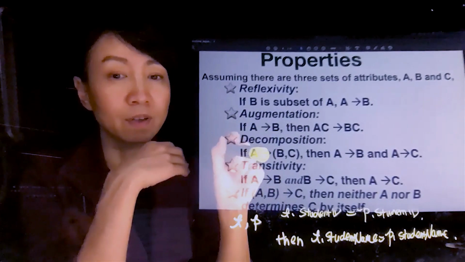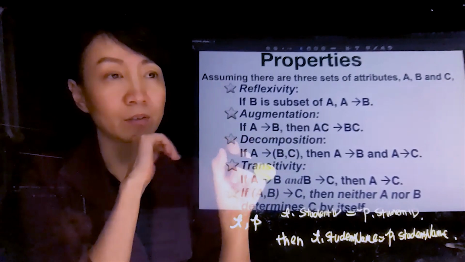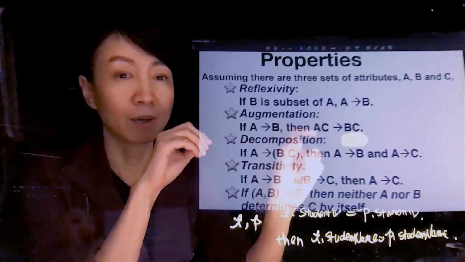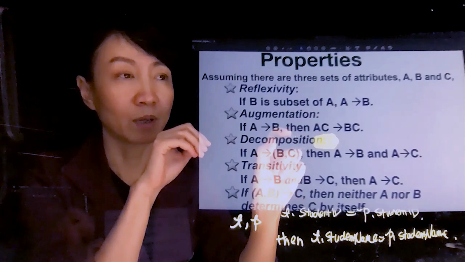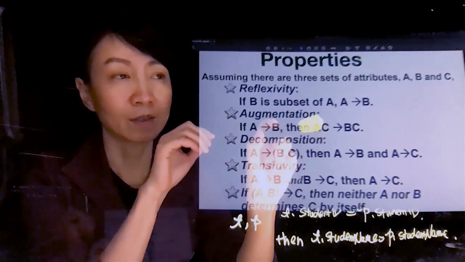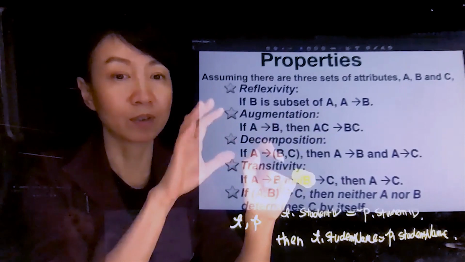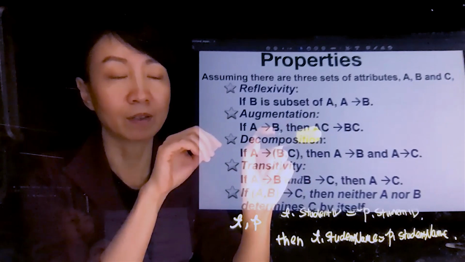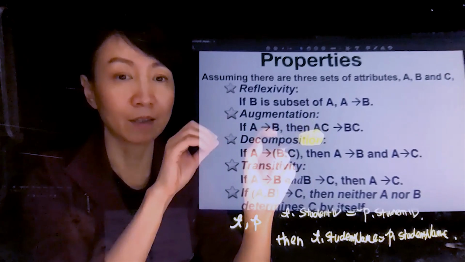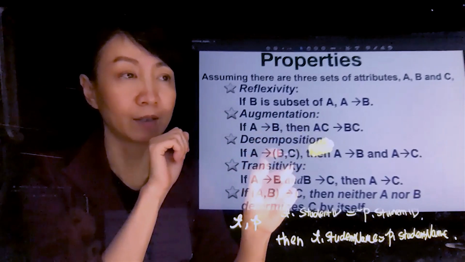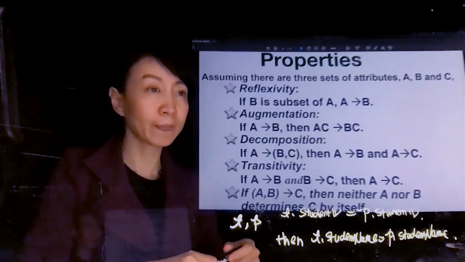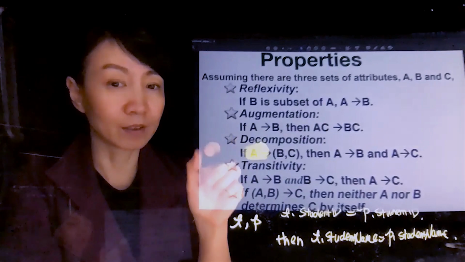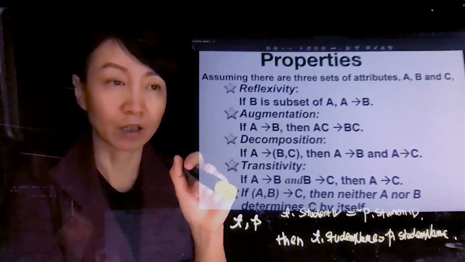The second one is augmentation. Augmentation is that you can append the same set of attributes to both sides of a functional dependence. For example, we just add C into both sides of the functional dependence. Then this functional dependence is still true after adding C to both sides. Then we have AC to BC. Again, this is the same: C can determine itself.